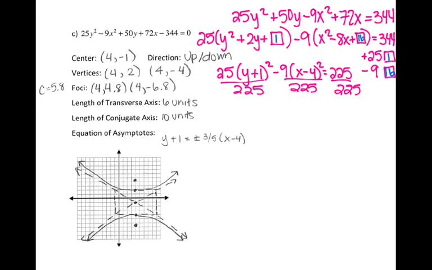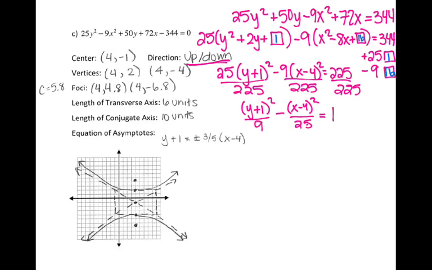Alright, so 225 divided by 25 is 9. So I have (y + 1)² over 9 minus 225 divided by 9 is 25, so (x - 4)² over 25 equals 1. Alright, now that my equation is in the right form, we can go ahead and find all of the pieces of the hyperbola. So this one is opening up and down since my y is first. So that gives you the direction.